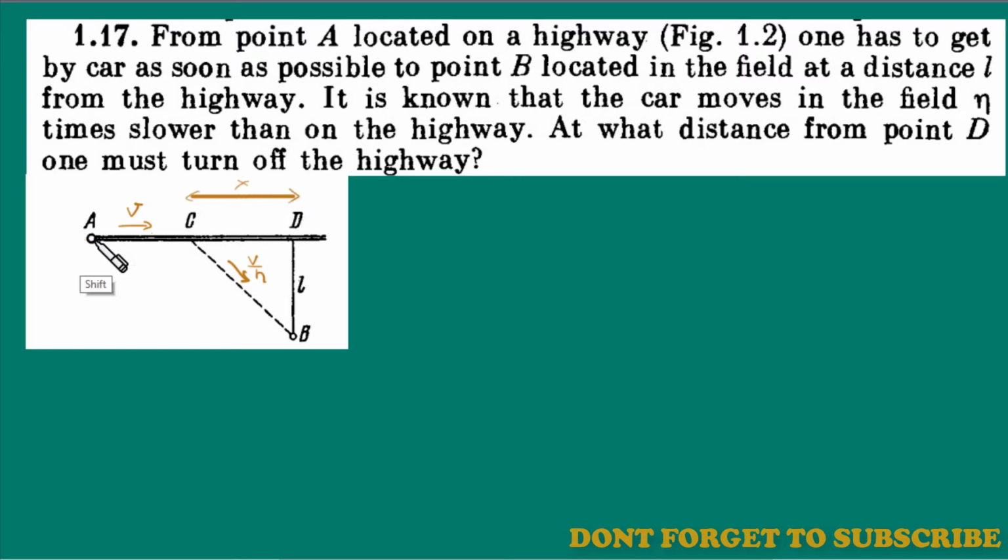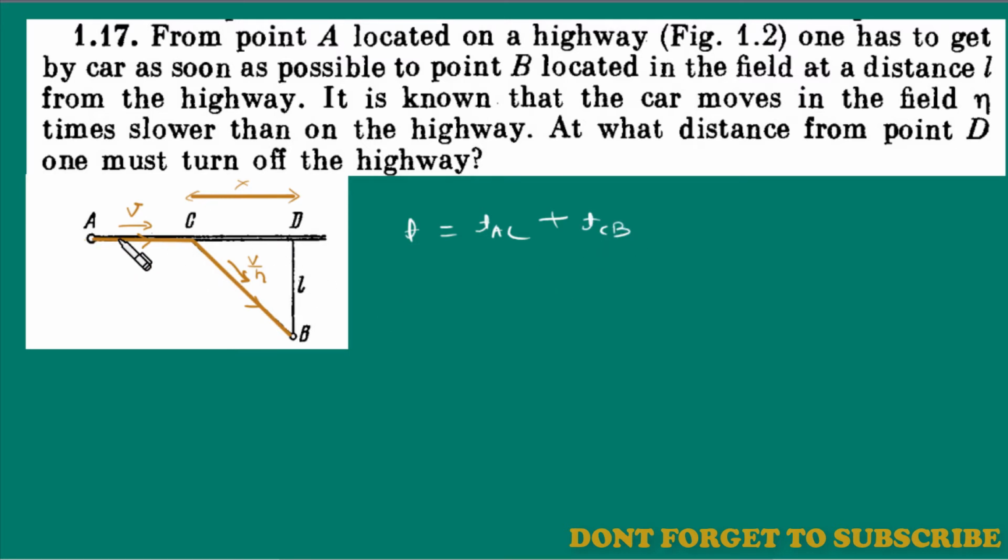So let's take this distance as x, and how will she go? She will go like this. First she will go here and then she will take a turn toward B and go like this. So what will be the time? Total time will be TAC plus TCB, right?